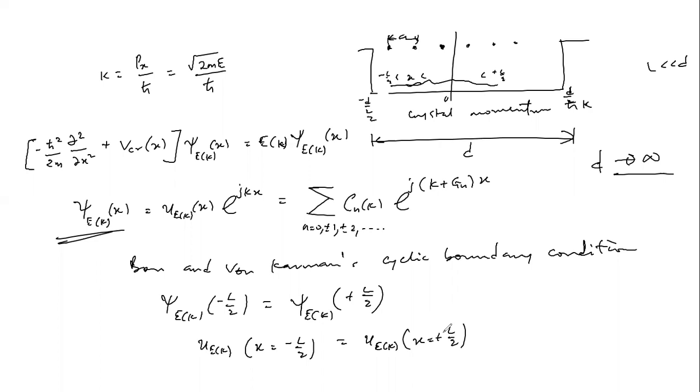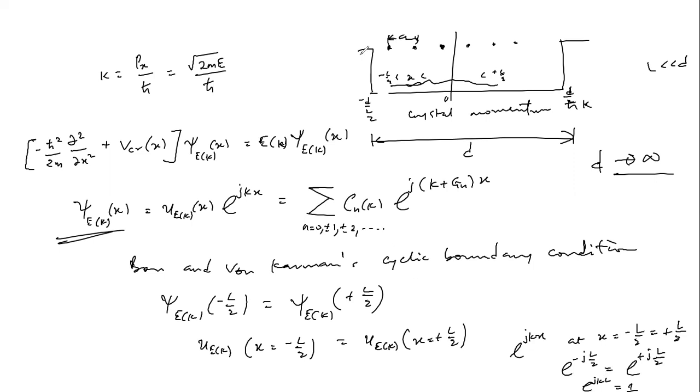And then recall that the envelope function e^{jKx} of the corresponding amplitude-modulated de Broglie wave at x equal to negative L over 2 must be the same as when x is equal to positive L over 2, such that e^{-jKL/2} must be the same as e^{jKL/2}, and such that e^{jKL} equals 1, right?